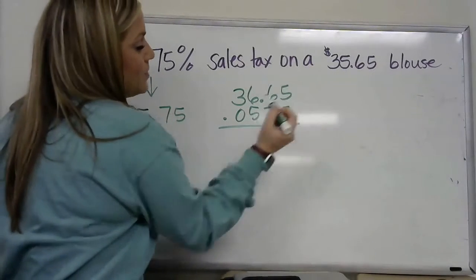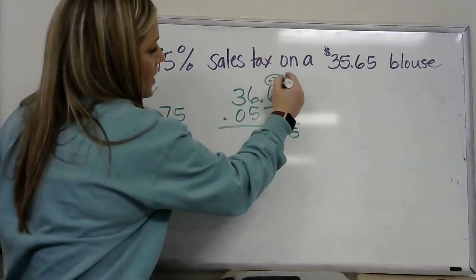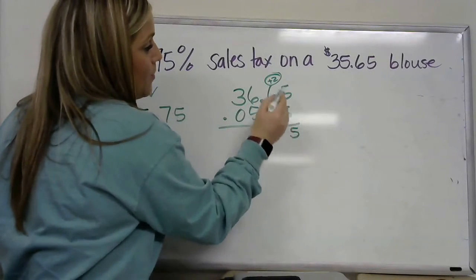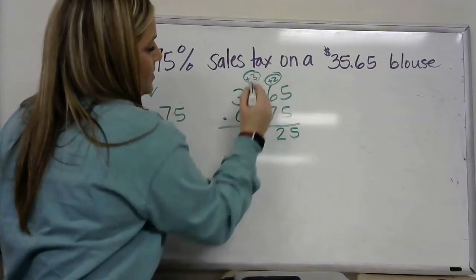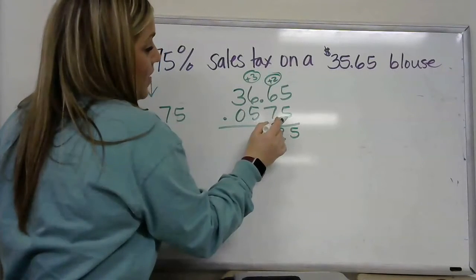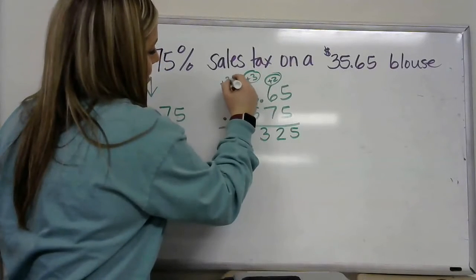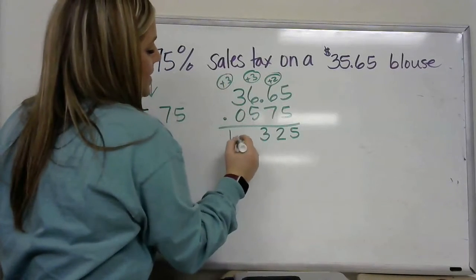All right, so 5 times 5 is 25. The 5 can stay, but the 2 has to go. 6 times 5 is 30, plus 2 is 32. The 2 can stay. The 3 has to go. 6 times 5 is 30, plus 3 is 33. 3 can stay. The other 3 has to go. 3 times 5 is 15. 15 plus 3 is 18.